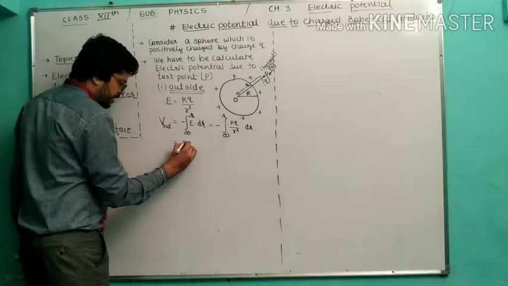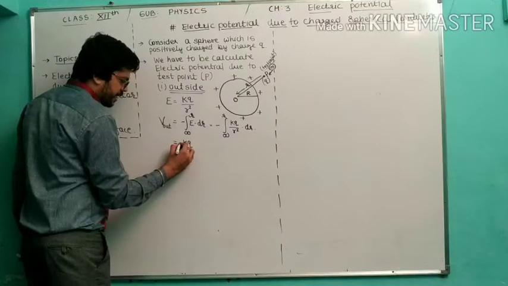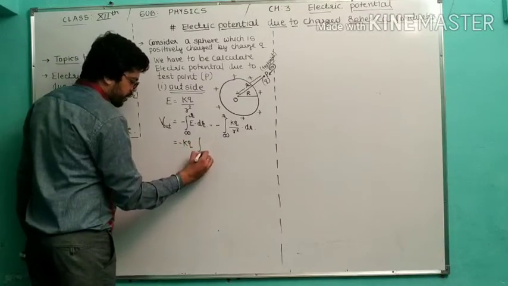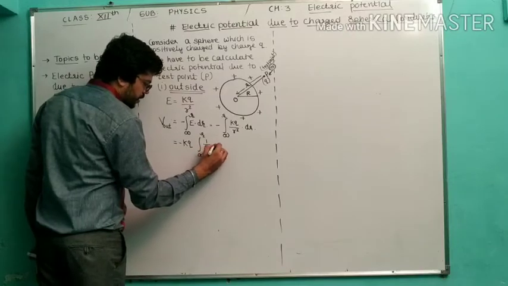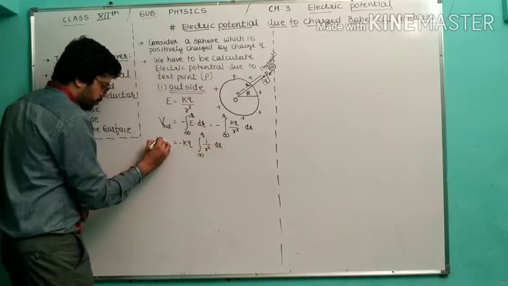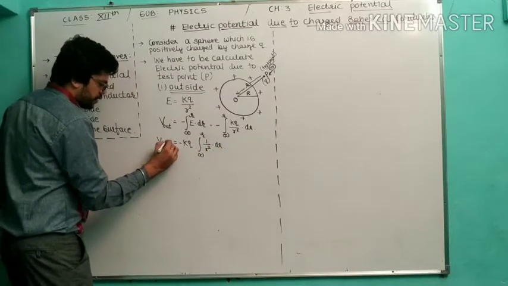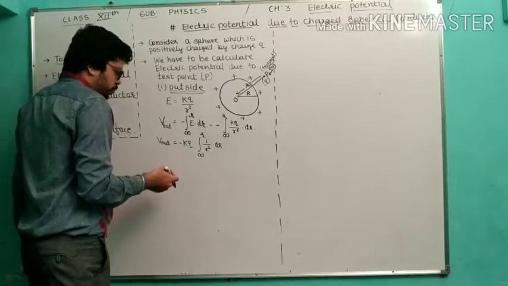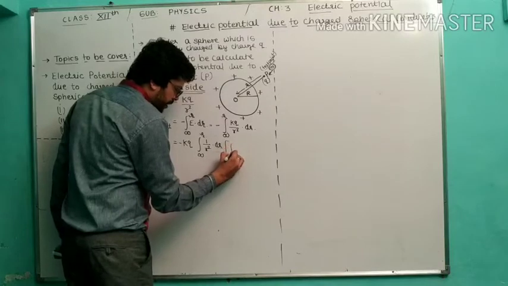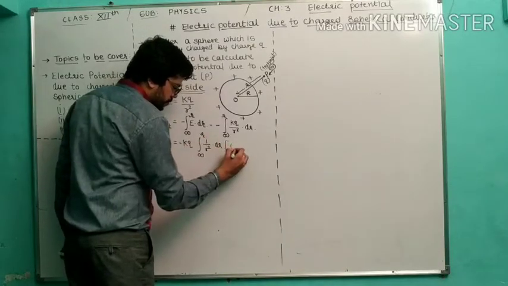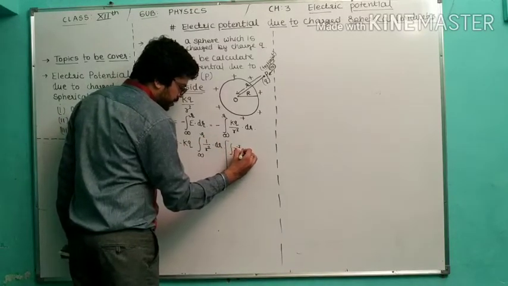Here the constant quantity is KQ. We have taken KQ and the negative outside, and the integration is from infinity to R. So this is 1 upon R square dot dr, and we are going to determine V out here. Now we have to know how to do the integration, so I will give a small explanation. Forget the limits first; let's determine the integration.